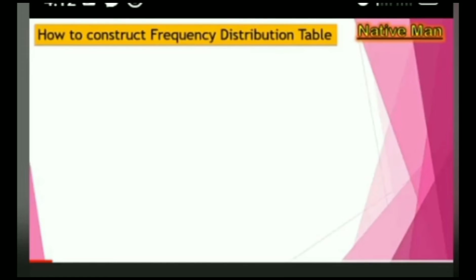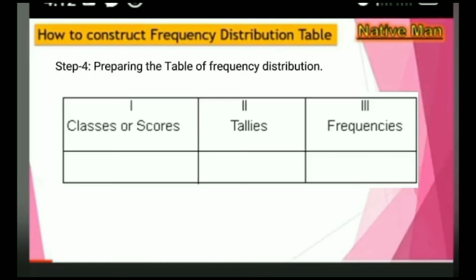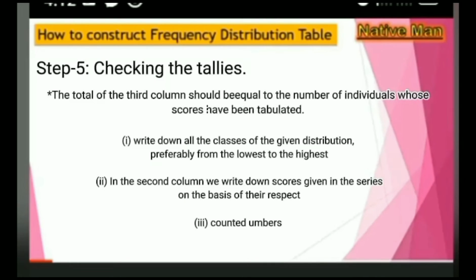Now let's proceed to steps 4 and 5. Step 4, preparing the table of frequency distribution. This is the example. We have 3 columns: 1 column for classes or scores, 1 for tallies, and 1 for frequencies. Step 5, checking the tallies. In this step, the third column must be equal to the number of individuals whose scores have been tabulated.